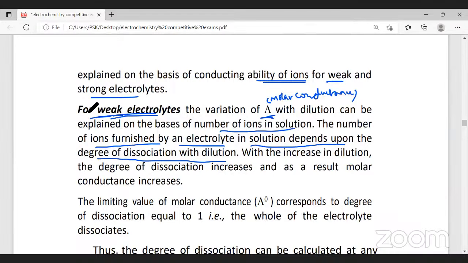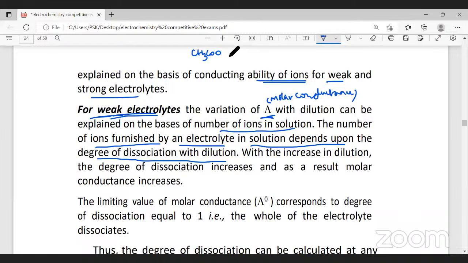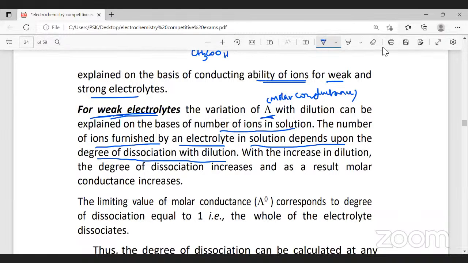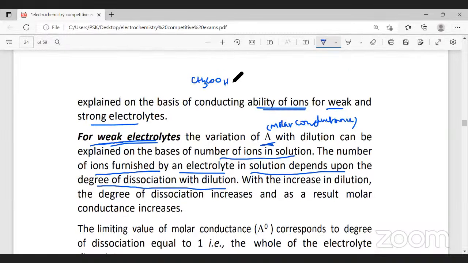We will learn. Before we understand the degree of dissociation, we should understand that a weak electrolyte undergoes partial dissociation. So partial dissociation is represented like this. Acetic acid, we take as an example. It will dissociate partially to form acetate ion and H+. Now this reversible arrow indicates that at one stage there will exist an equilibrium.